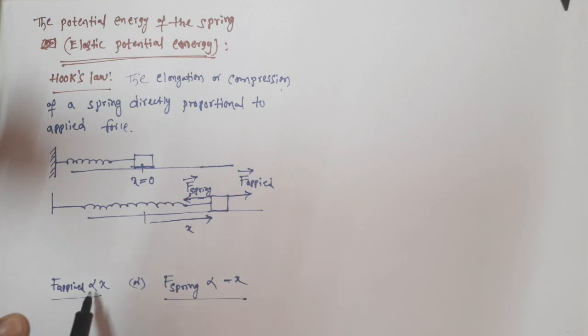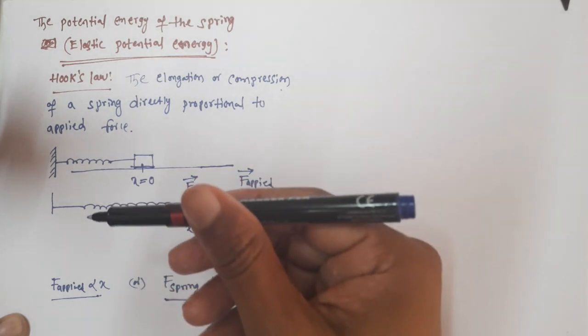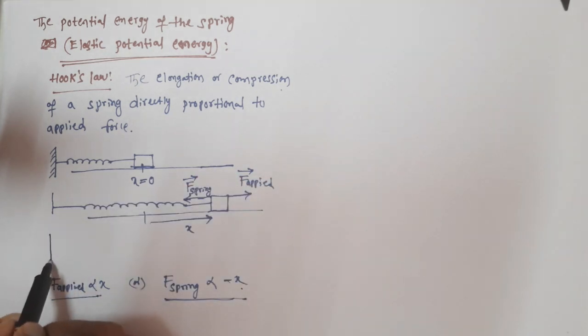That means Hooke's law can be written either like this or like this. So this is in terms of extension and applied force. This is in terms of extension and restoring force. If the extension is on this side, the spring force will be this way. And when the spring is compressed, now you can take like this.